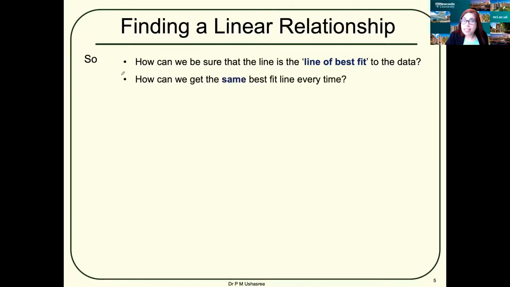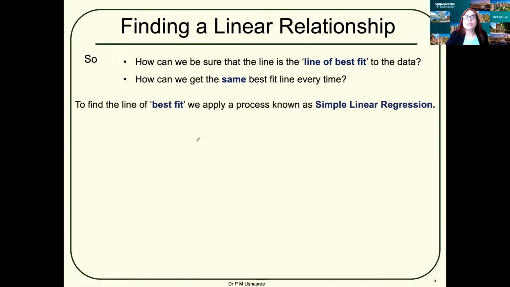How can we get the same line of best fit every time? Or how can we get the same line of best fit when each one of us is drawing or sketching it? How do we do that? To find the line of best fit, we apply a process known as simple linear regression.